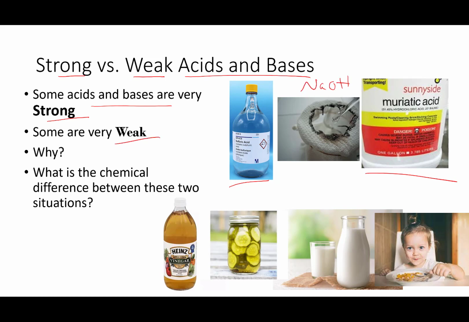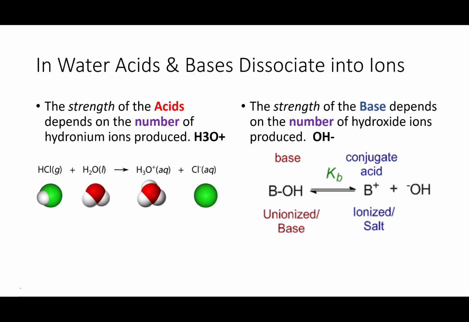And some are weak, things like vinegar that we enjoy when we make pickles, and milk that is so tasty and harmless that we put it on cereal and give it to our children. But chemically, what's the difference between a strong acid and base and a weak acid and base?